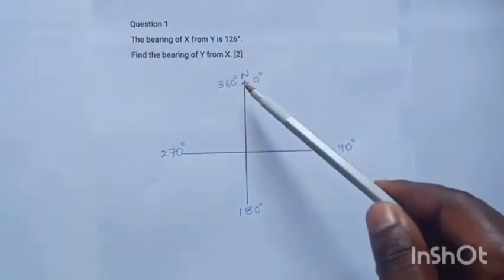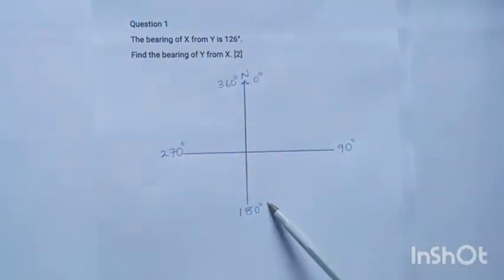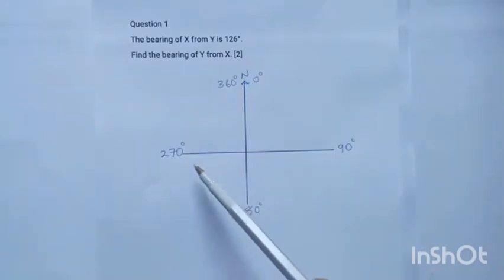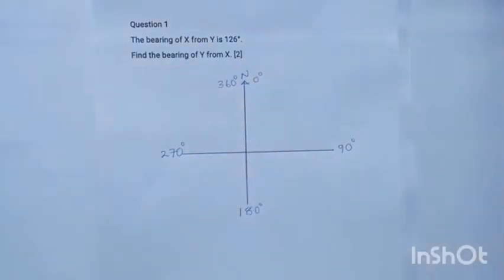So from 0, we move to 90 degrees. From 90 degrees, we move to 180. From 180, we move to 270. From 270, we move to 360, where we complete a revolution.